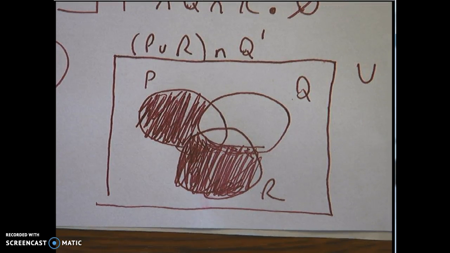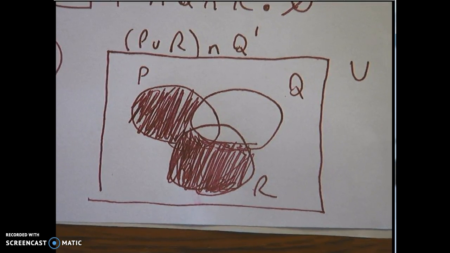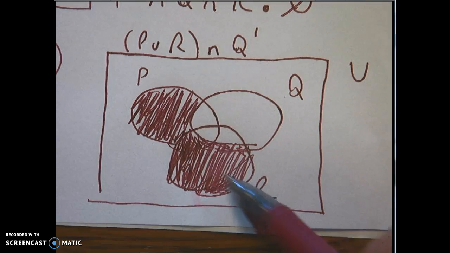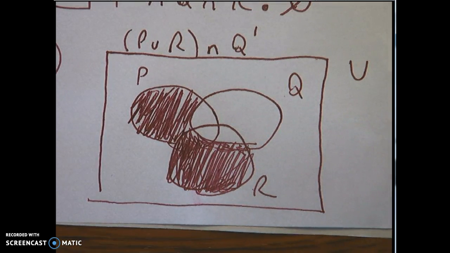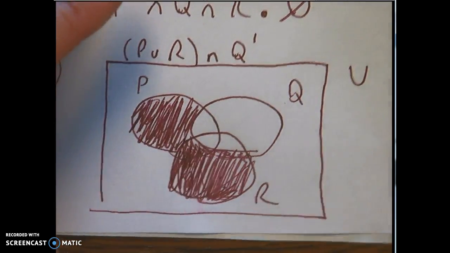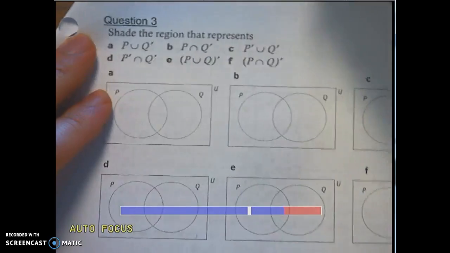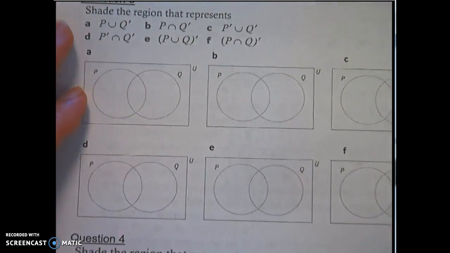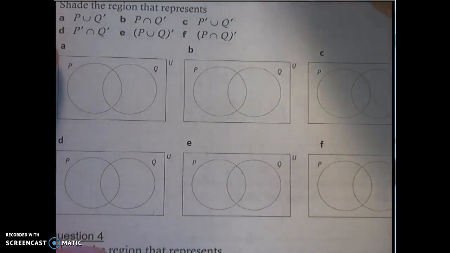If you have to draw two separate pictures, that's not a bad idea. So I might draw P union R in one picture and draw Q not in another picture and see where they overlap. Imagine yourself putting them on top. And that's a good segue into the rest of what I want to do here. I want to do some more shading. I'm going to do a few of these here. I'm going to do a union and an intersect from each one of these.